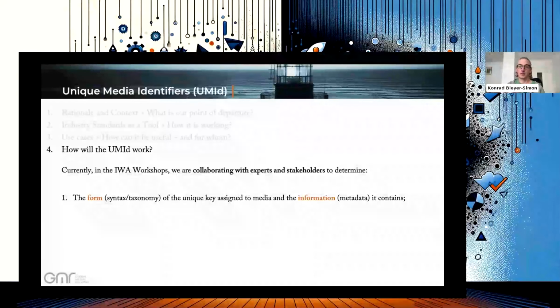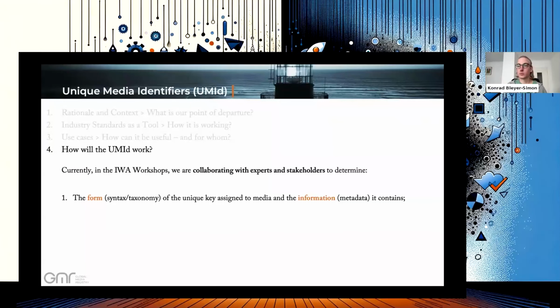One of them, which looks at one of the great questions, is how the form of this unique media identifier would look like. So basically, this is going to be a unique key. It can be just a number, a 10-digit number. It can also include letters, but yeah, these are basically the options, but in different combinations.